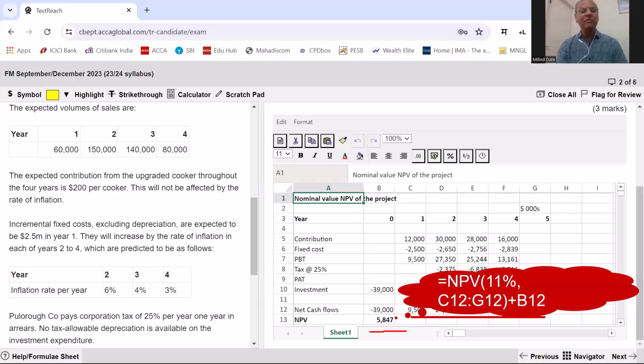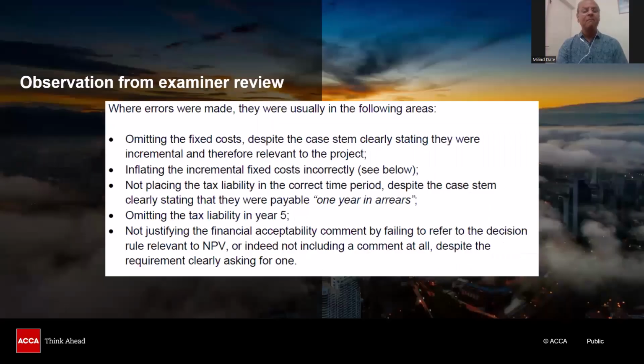What has examiner identified over here? Examiner says students are found to miss out on certain costs to be taken into account. That will naturally result in a wrong net present value. Or you may inflate the incremental cost incorrectly. For example, if you're given that the fixed expenses are likely to be X value in the year 1, don't apply inflation percentage to year 1. Apply it on year 2 onwards.